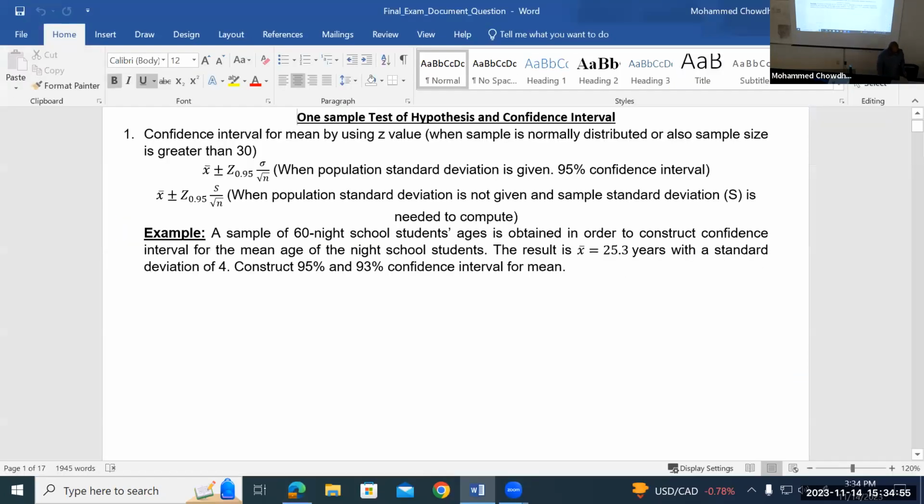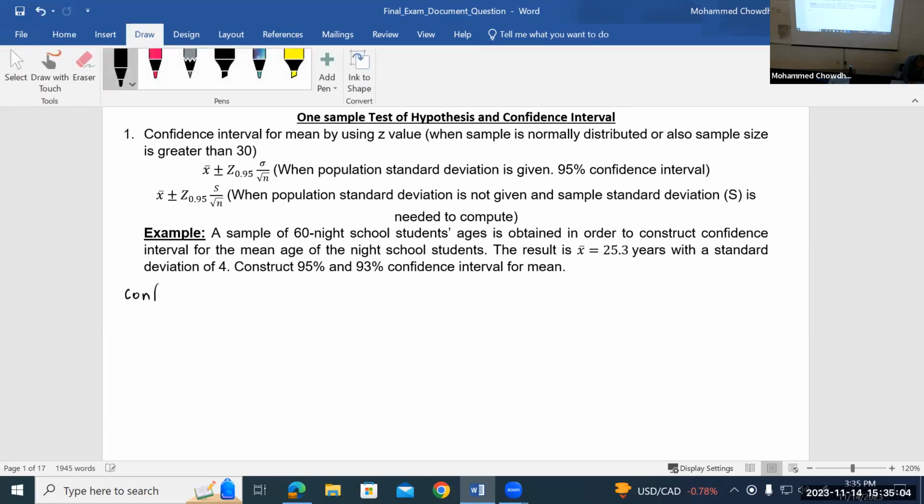Okay, let me start. First topic, I'm going to discuss confidence interval.